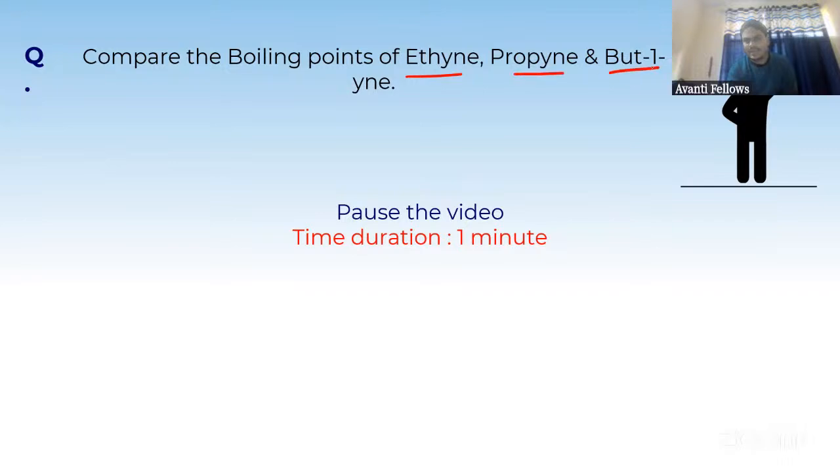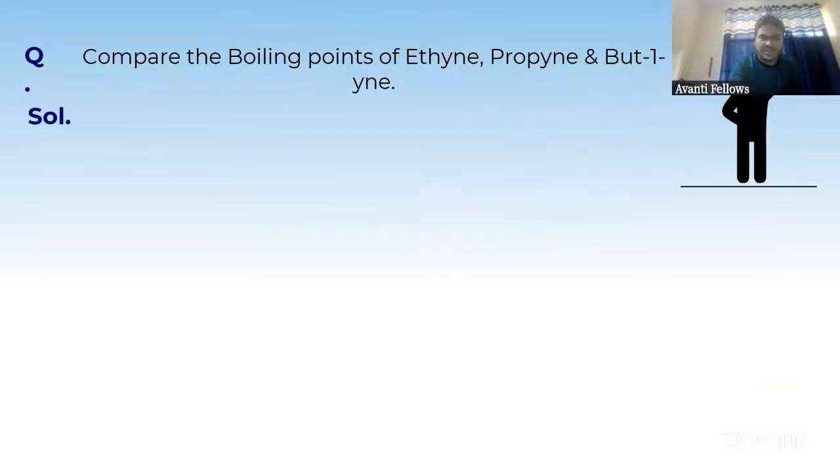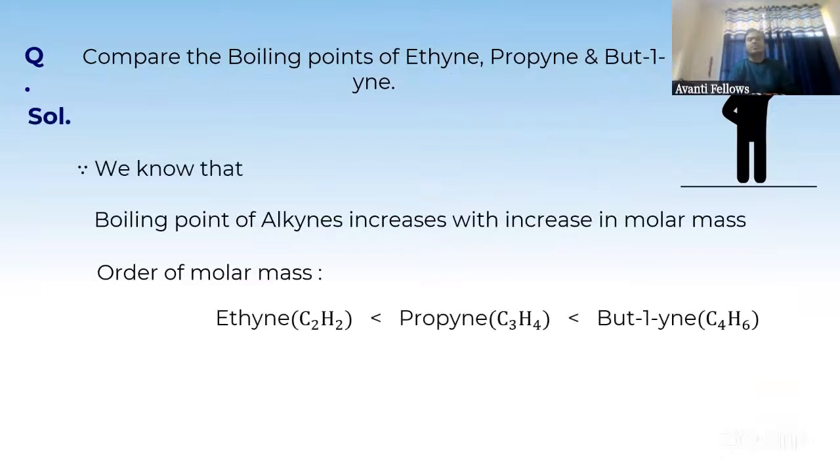Ethyne, propyne, and butyne. Okay, so in ethyne we have two carbons, propyne we have three carbons, and butyne we have four carbons. So they are asking out of these which will show maximum boiling point. So it's a very simple question, right? We know that boiling point increases with increase in the molecular mass. It means as the number of carbons increases, boiling point also increases. So we can say that butyne. बिल्कुल हर मित्र सही बोला है. Good. So butyne shows higher boiling point. Good.